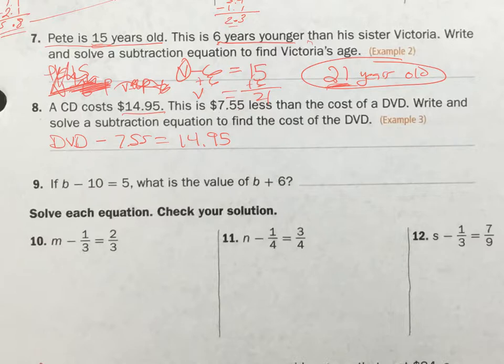Alright, and for this, instead of DVD, I'm going to put it into one variable called D. So a DVD, D, minus 7.55 equals the cost of a CD. Now, let's find the cost of this DVD. We want to find out what D equals. So, I have minus 7.55. I'm going to add 7.55 to each side.